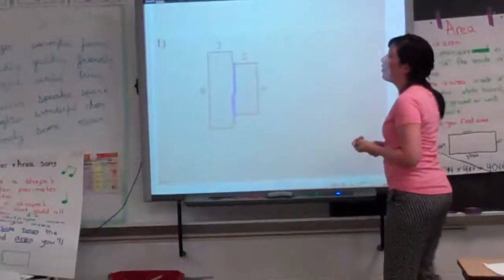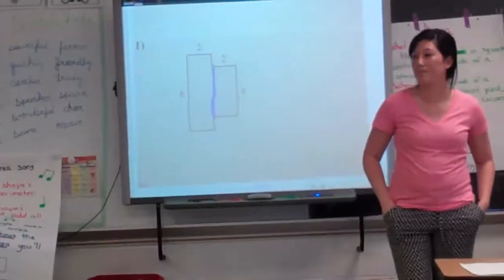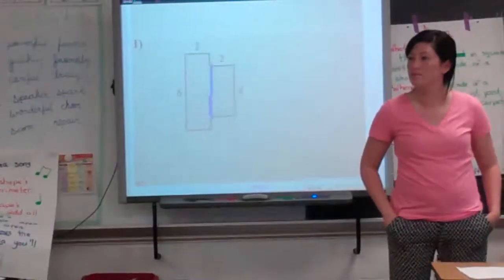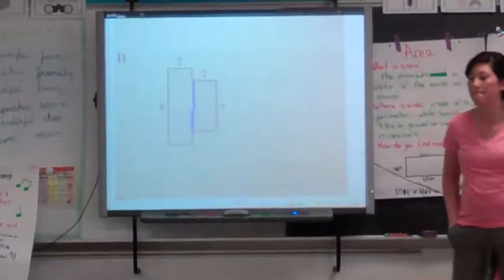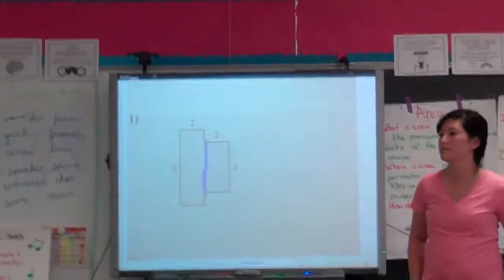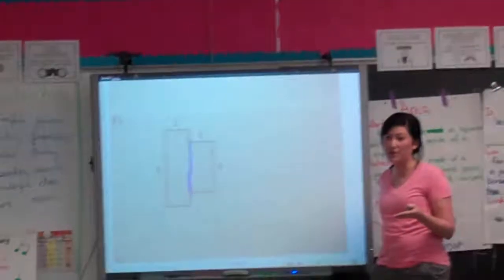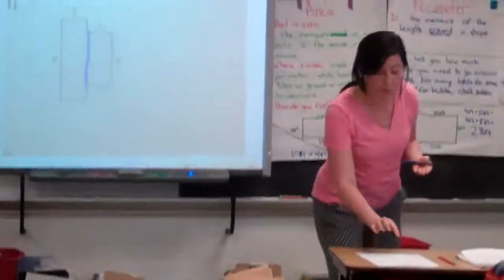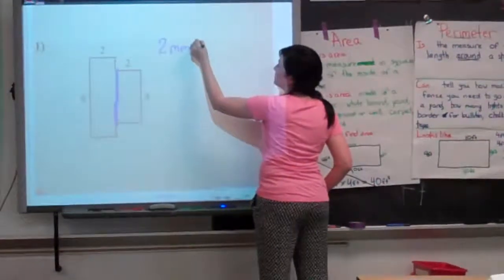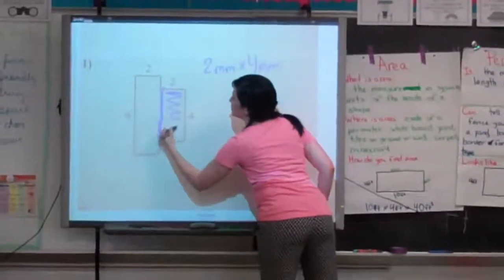Okay? So we want to find the area of one of these rectangles. Which one should we start with, Emma? I think you should start with the smaller one. Okay, which one's the smaller one? Give me the dimensions. 2 by 4. And if you look at the directions at the top of your paper, it says that you are using millimeters. So I have 2 millimeters, and I want you to copy this on your page, times 4 millimeters. And I'm doing this one first.